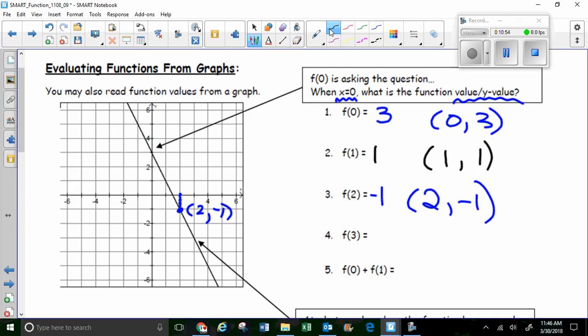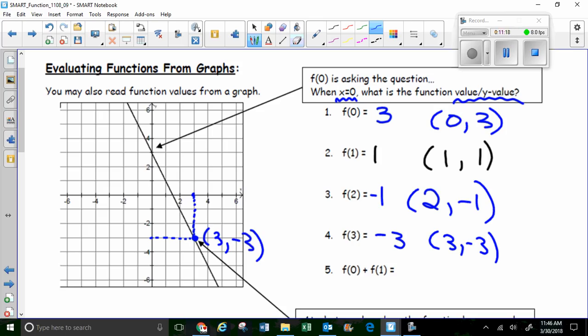f of 3, when I have an x value of 3, what is my y value? So I'm going to go over to 3, follow it down, and for an x value of 3, I have a y value of negative 3. There you go, we've got the point (3, -3) on our line.